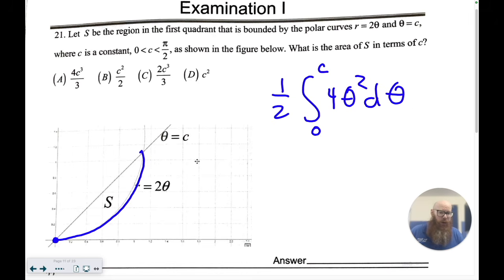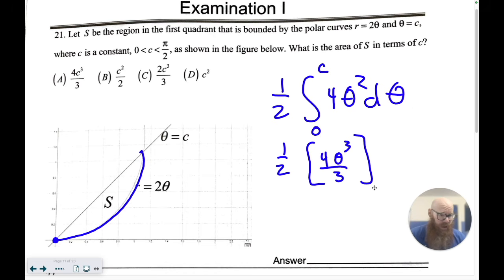Again, it seems a little weird, but just keep going. Do what you normally do. When you get to a place where you're a little confused, just think what you do in an easier problem. In a school problem, typically you're just going to have the integral from 0 to 5, or probably pi over 2 or something like that. But you just find the antiderivative. So 1/2, the antiderivative of 4 theta squared is 4 theta cubed over 3. And I'm going to integrate that like normal from 0 now to C, okay?